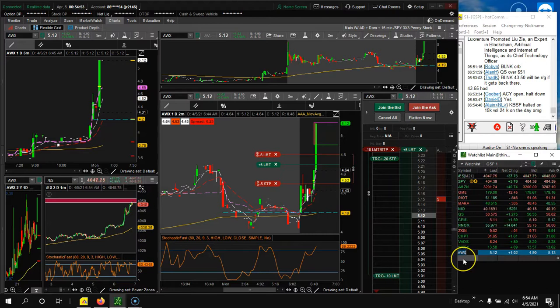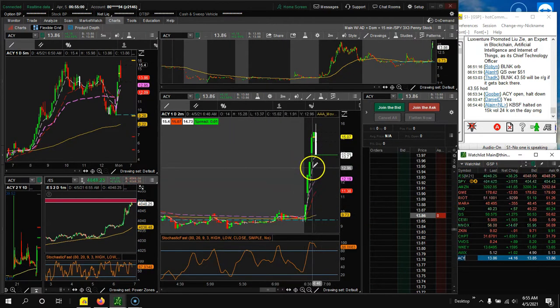So let's look at ACY real quick. Okay, somebody's saying it halted down, so look at that. It kept halting to the upside, right? And now it does a halt down. Now, I'm not going to trade the halt downs. I like to only trade the halt up. So I'm going to take this guy off.